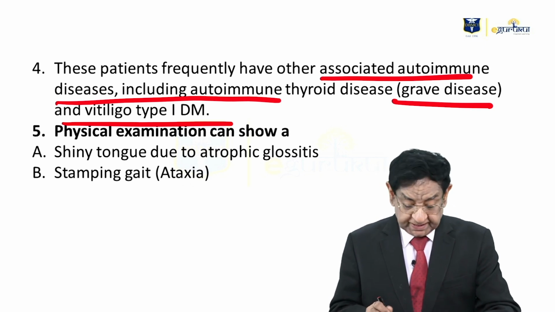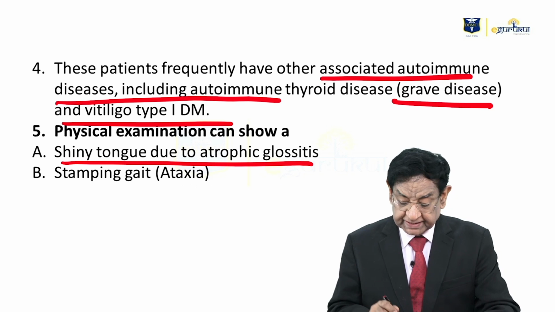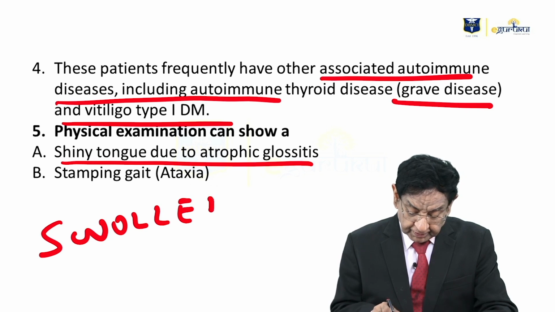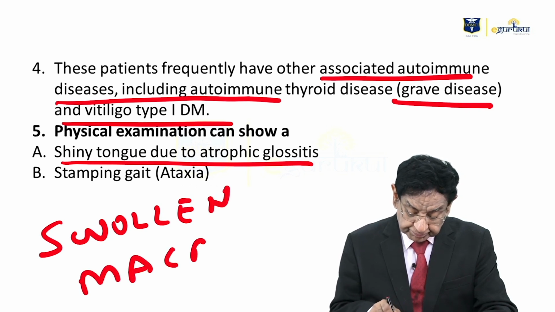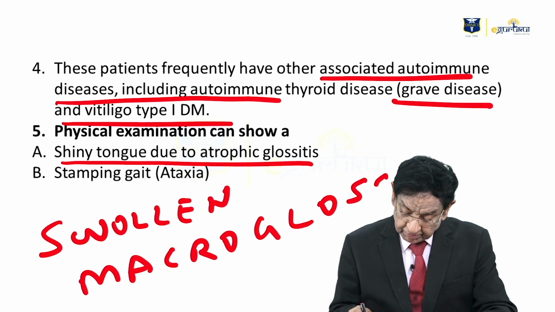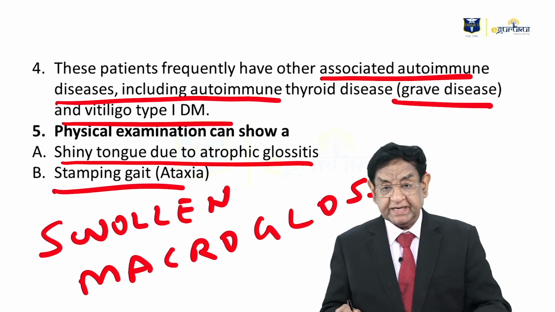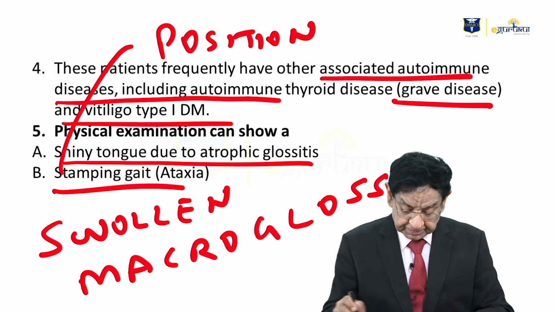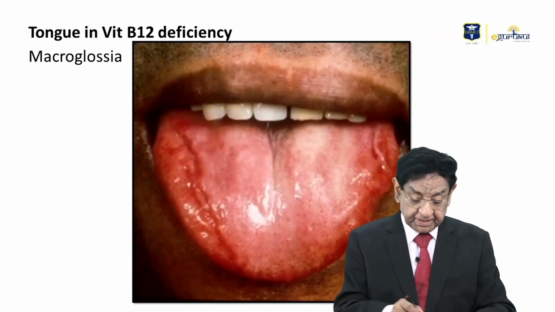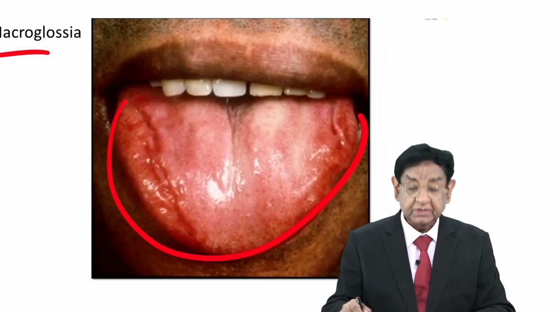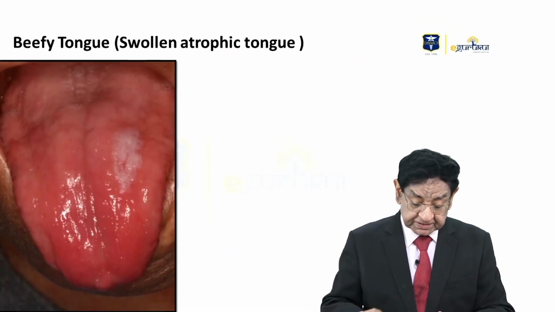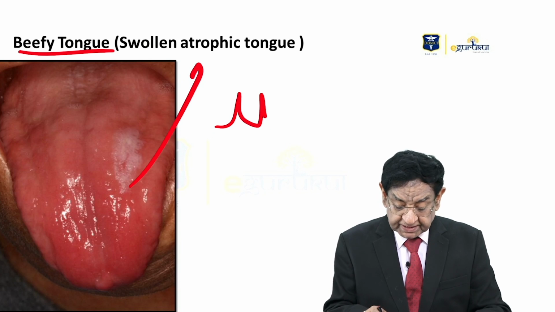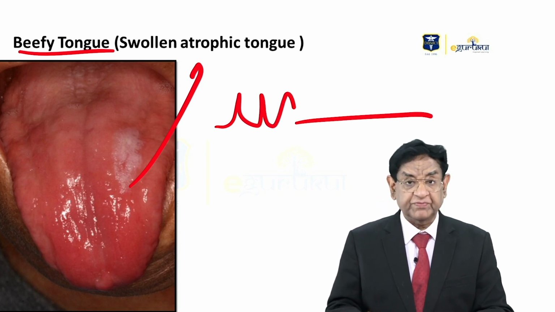Well, when we examine the patient, they have a shiny tongue due to atrophic glossitis. In addition to that, the tongue is swollen, and that leads to macroglossia. Stamping gait, ataxia occurs because position sense is impaired. Look into this macroglossia, the tongue is enlarged, and there is an atrophic shiny tongue, a beefy tongue. Atrophic tongue means the papillae which are there in the tongue are not there, and there is a smooth surface.